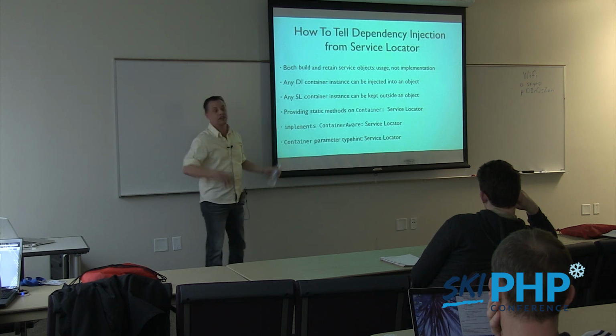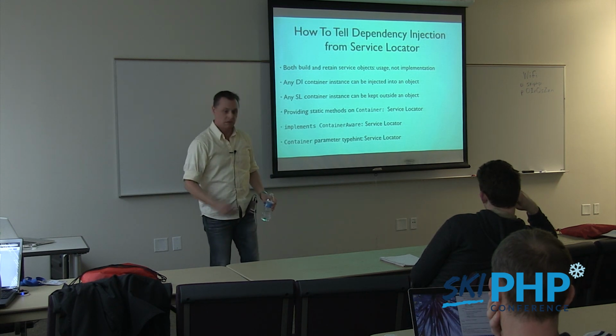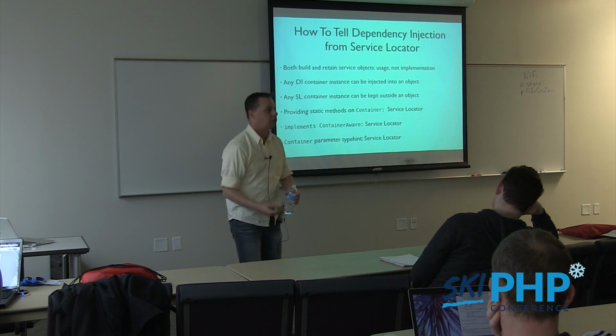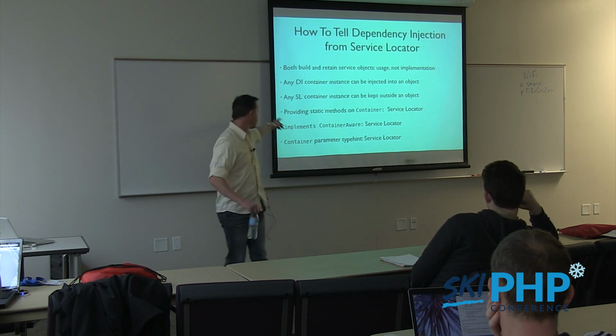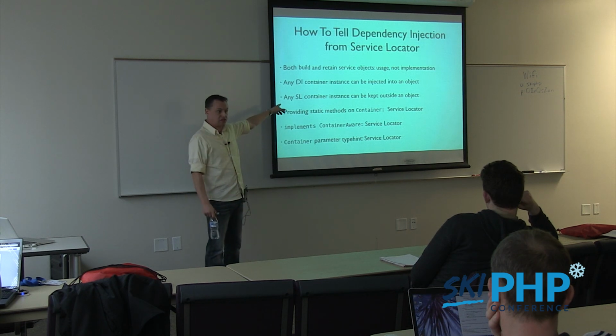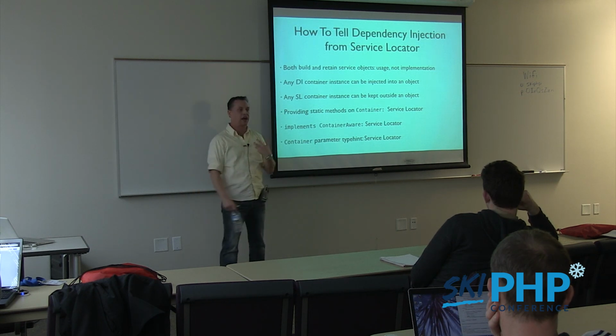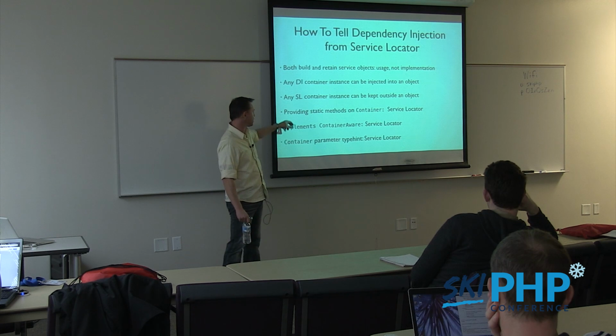Anything that calls itself a dependency injection container, if you put it into an object so that object can grab its dependencies from the outside, you're using it as a service locator. Vice versa for the service locator. If it's called a service locator and you keep it outside the object, then it's a dependency injection system.